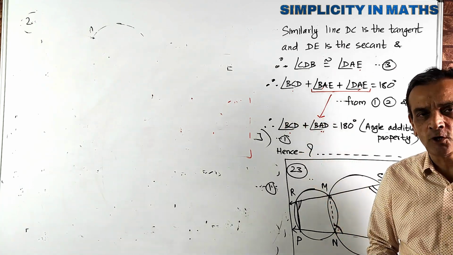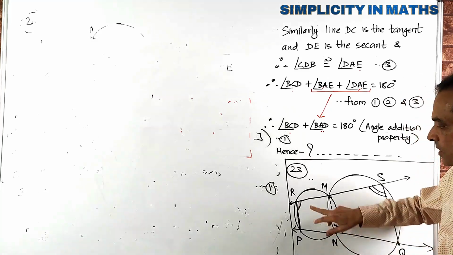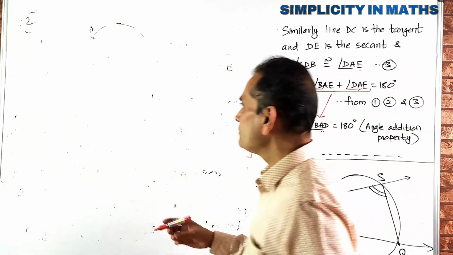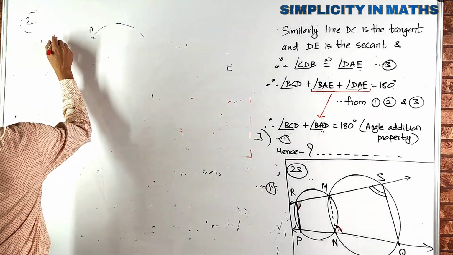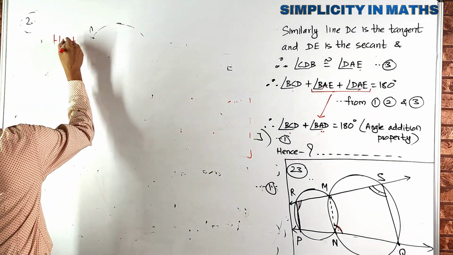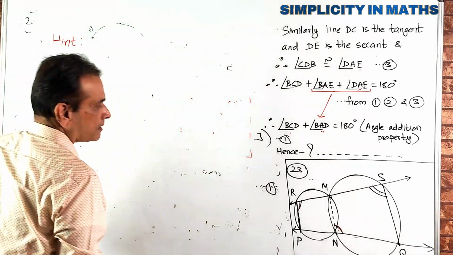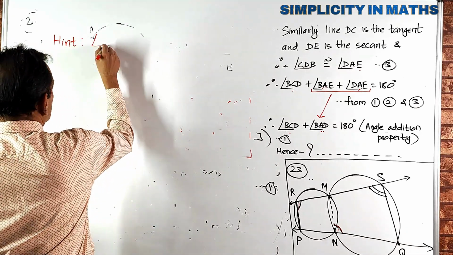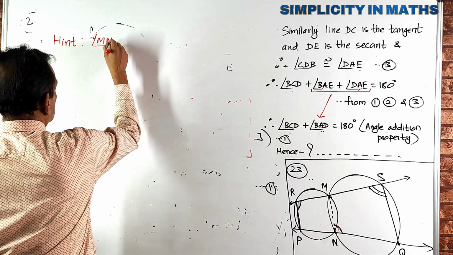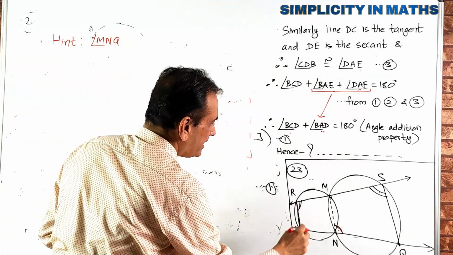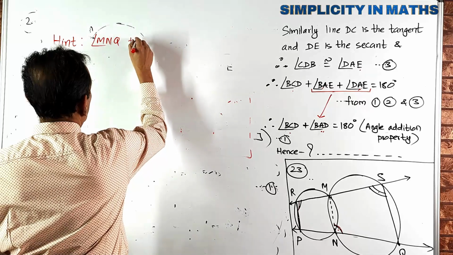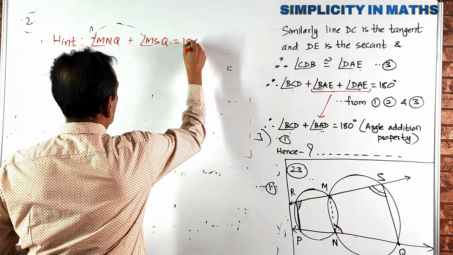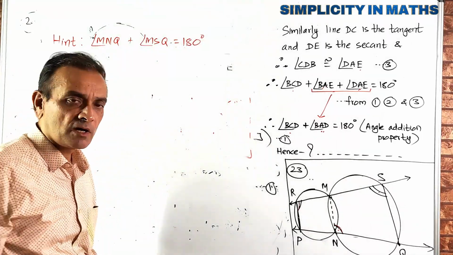सिर्फ हिंट लिखने वाला हूं मैं. गिवन एंड टू प्रूव डिस्कस किया है. We have to prove RP parallel to SQ. So my first hint will be angle MNQ plus angle MSQ equal to 180.